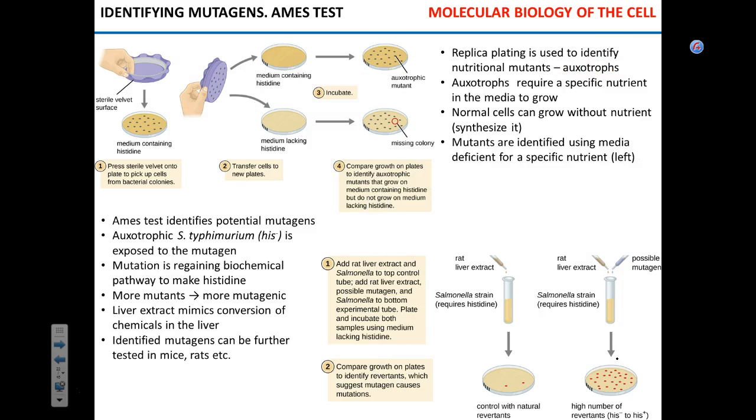Now, how can we identify whether a certain chemical has mutagenic properties? For this, we use the approach that is known as the Ames test.